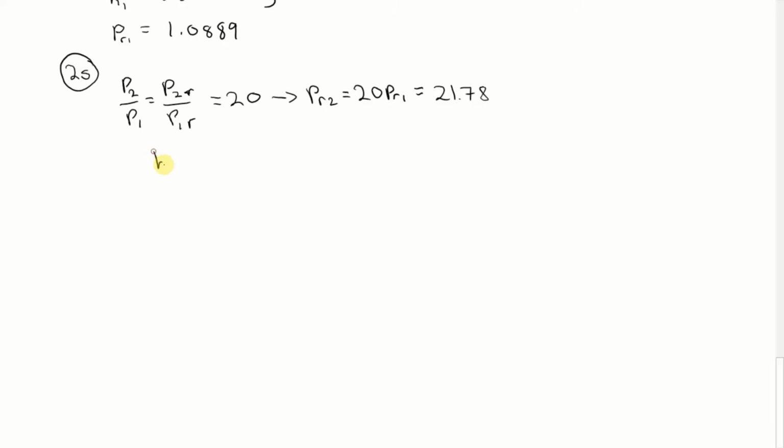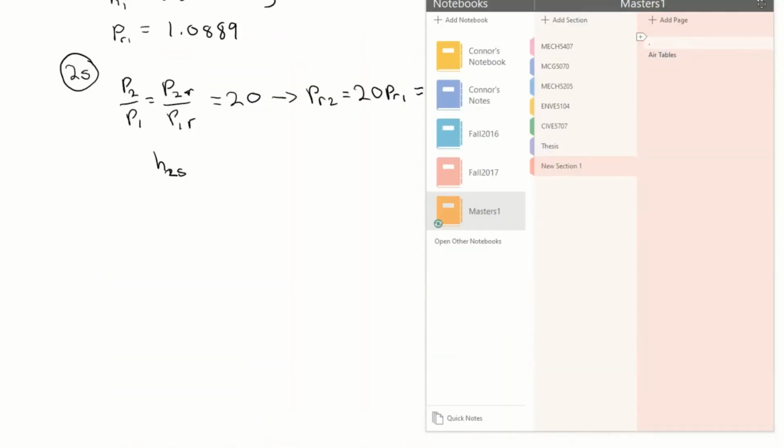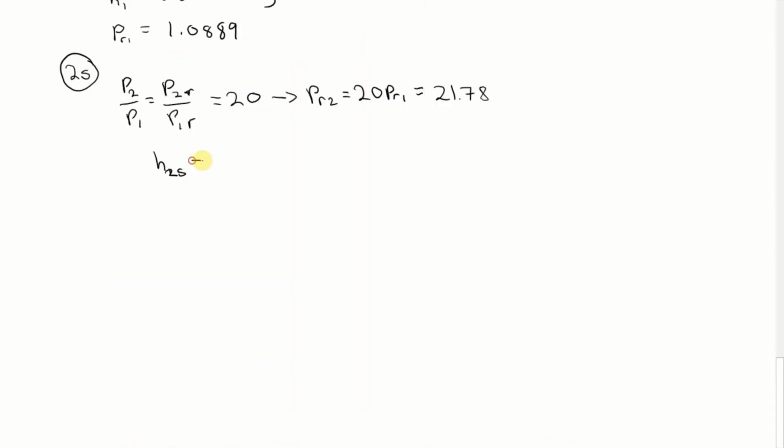So knowing that, we will find our h2s. Again, we'll go back to the air table, and we're looking for PR1 of 21.78, and we'll find that over here, and it's going to be somewhere in between these two numbers. To find this one, we will interpolate, and once you interpolate, you would find an answer of 659.14.